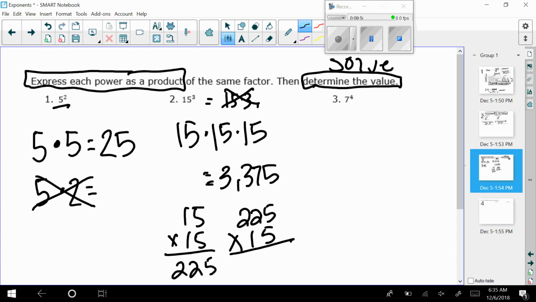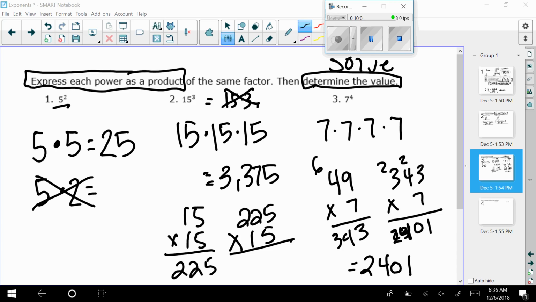And then the last one here, let's go ahead and try that one on your own. I'm going to pause the video and you guys try that one and let's see what you get. Okay. So when you do this one out, 7 times 7 is 49. 49 times 7 is 343. And then 343 times 7 should be 2,401. So that should be your value of 7 to the 4th power.